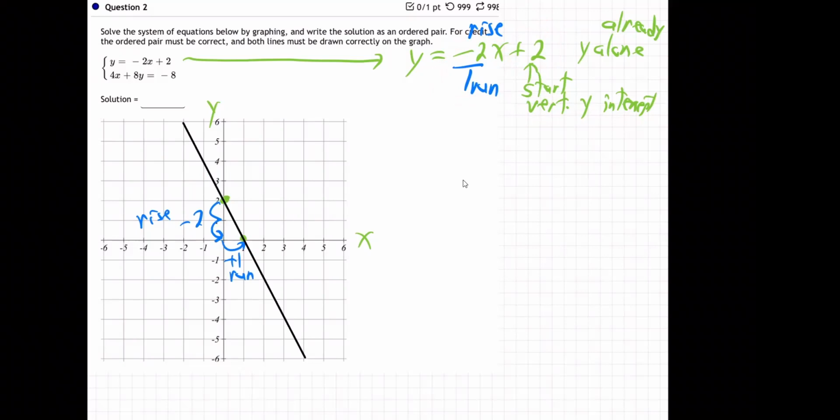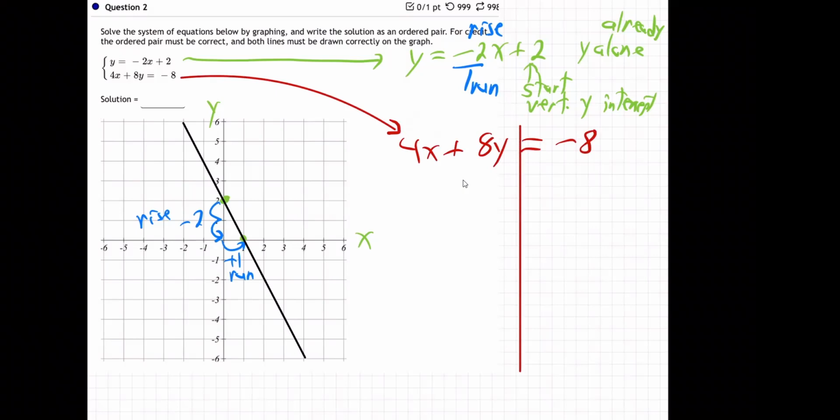And now for the second line, I'll grab the second equation over here. And this one's going to be y. No, it's not y equals, is it? It's 4x plus 8y equals negative 8. Okay, so on this one we have to get y alone first because we didn't already have y alone. The last one we had y already alone. So step one, get y alone. So to get y alone, we have to do a little bit of work.